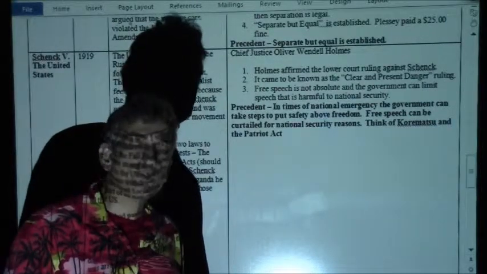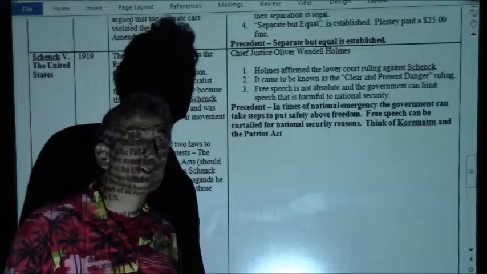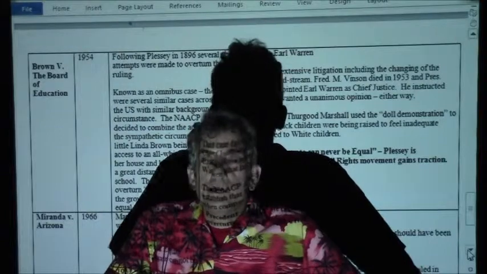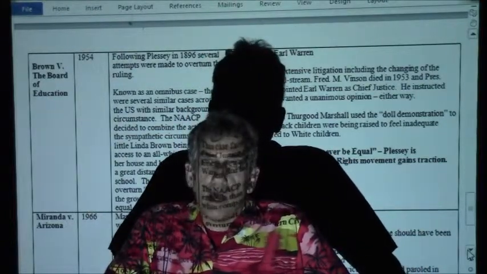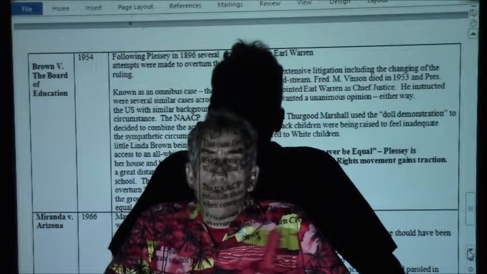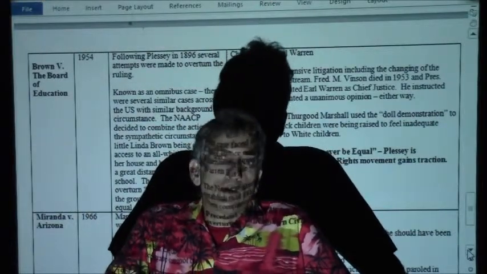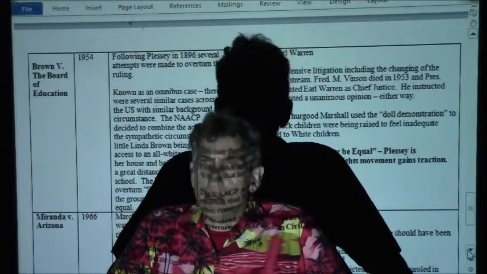So next we're going to shift gears, and we're going to deal with Brown versus the Board of Education, 1954. So here we are. The year is 1954. The case is known as Brown versus the Board of Education. Arguably one of the most famous cases in American history. And arguably one that pulls at our heartstrings, because it deals with a little girl named Linda Brown.